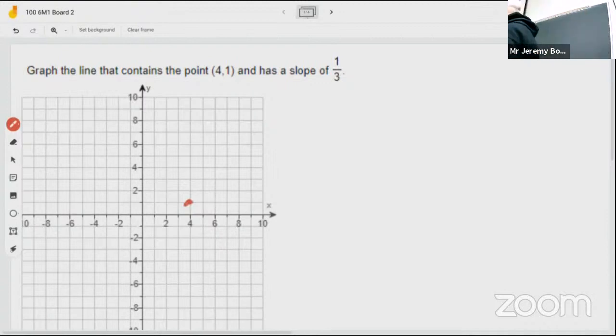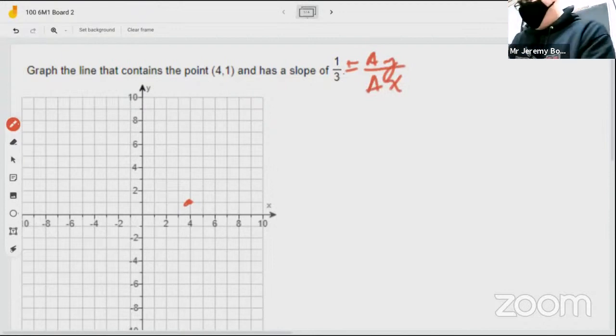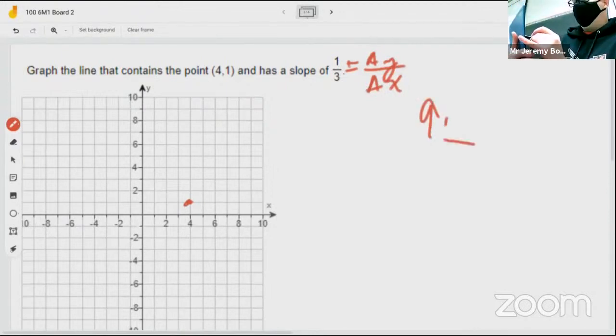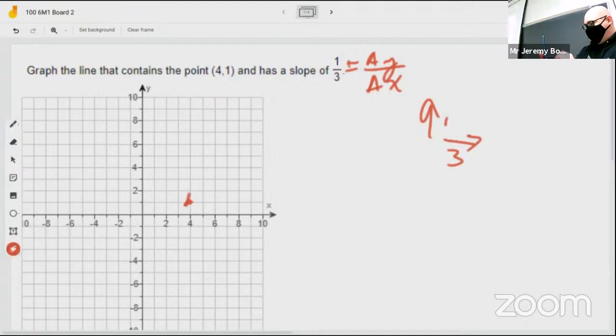So that's our first point. To find the second point, there are a few ways to go about it. If we interpret the slope, remember this is your change in y over your change in x, so it's going up 1 and going to the right 3. If we go up 1 unit and to the right 3, 1, 2, 3, we're going to have this point right here, which looks like (7, 2).